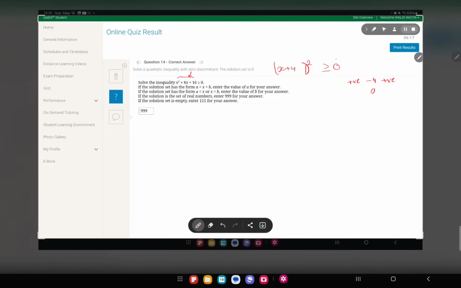Okay, so let's solve it. When is it greater than or equal to 0? So when is it positive? It's positive before negative 4 and after negative 4. But they also said greater than or equal to 0. Is it equal to 0? It's equal to 0 at negative 4. Is there any other number here? No, right? So the solution set for this is all real numbers, since it's always either positive or it's 0. And they said if it's all real numbers, then put 999. So the answer is 999.